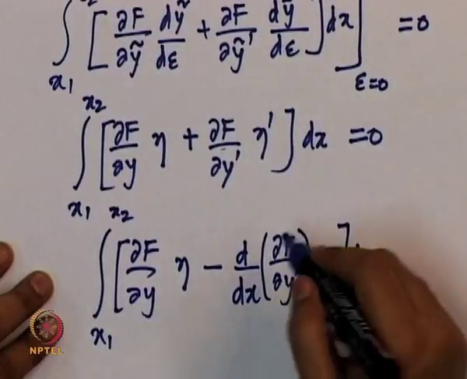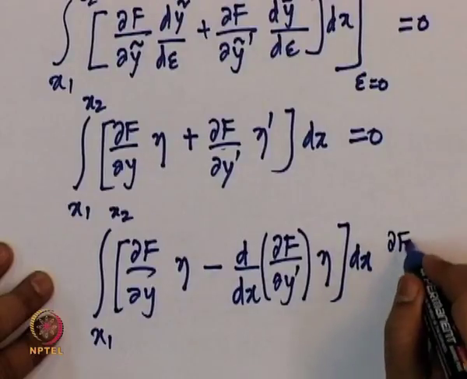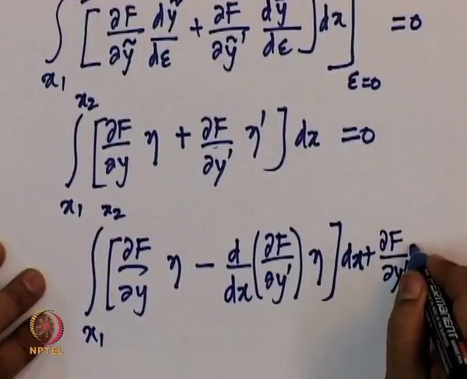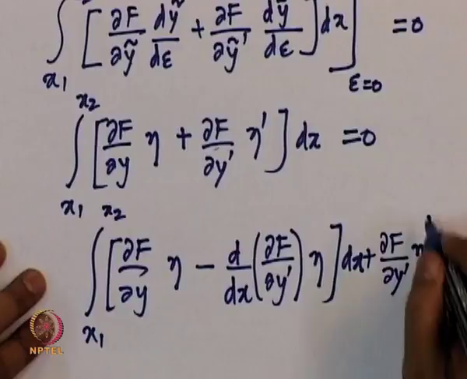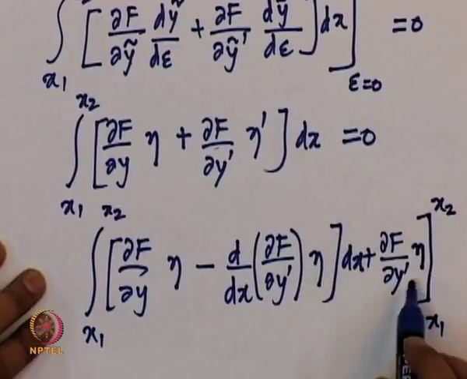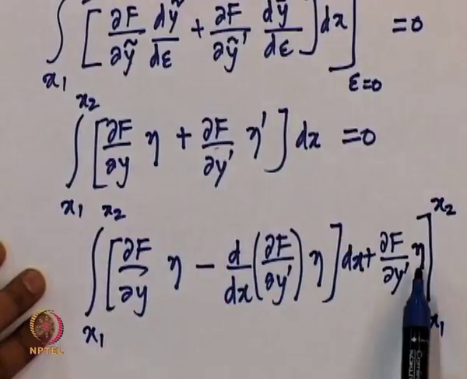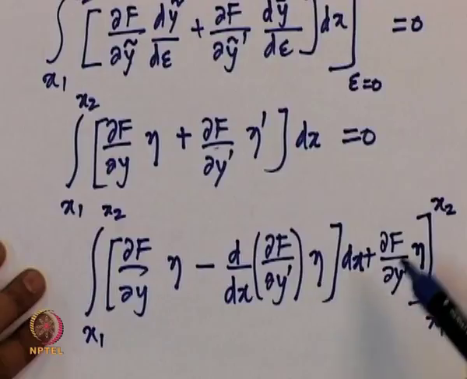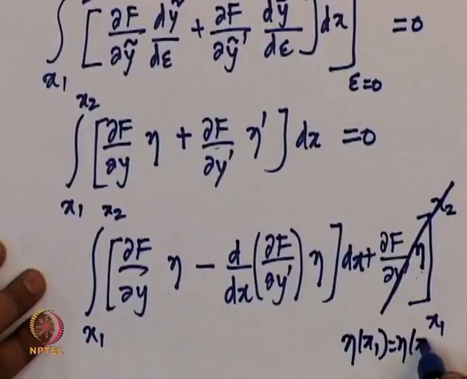So, there is that other term, so plus dou f by dou y prime and eta, which is evaluated at the points x 1 and x 2. So, this is the excess term that is coming because of the integration by parts. Now, we assumed that eta at both x 1 and x 2 is 0. So, because of that this goes to 0, because we assumed that there is no variation at the points x 1 and x 2.